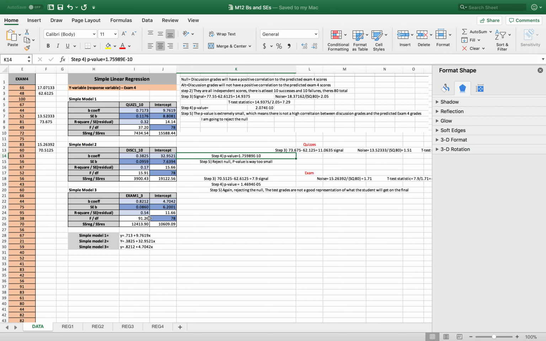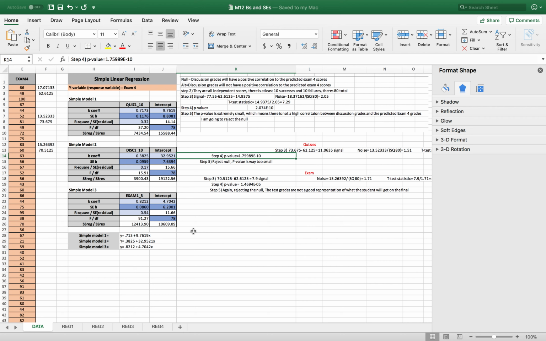Okay, so for the next one, it says use the change in R-squared values from the simple linear regressions, your chosen multiple regression. So the simple linear regression, like I said, had an R-squared value of 0.32 for quiz 1 through 10, 0.17 for discussion 1 through 10, and 0.54 for exam 1 through 4. That's all seen in our quizzes. I'm just interpreting it. The chosen multiple regression had an R-squared value of 0.54 for exam 1 through 3 and quiz 1 through 10. And the multiple regression had an R-squared value of 0.57 for exams, discussion, and quizzes.